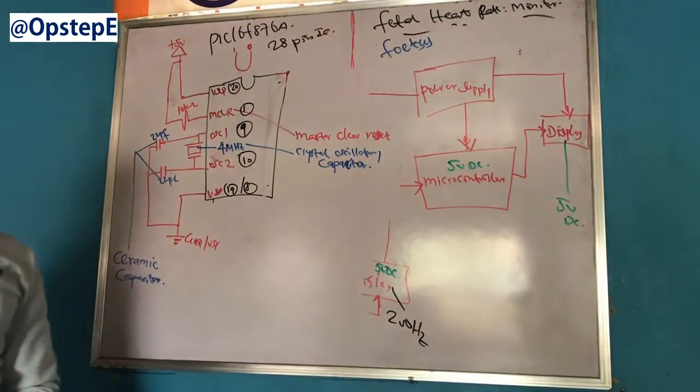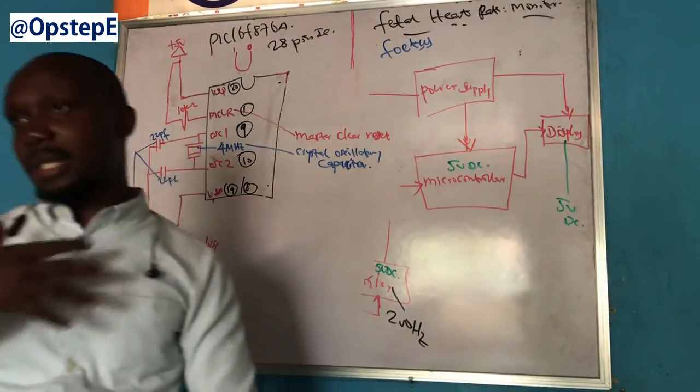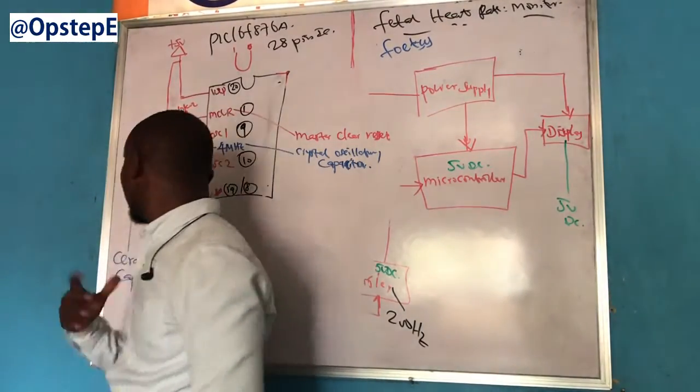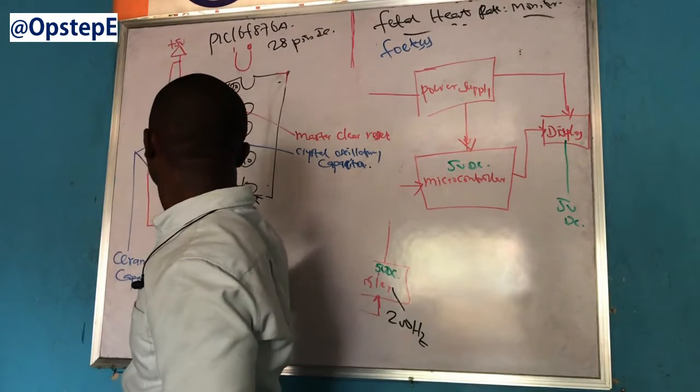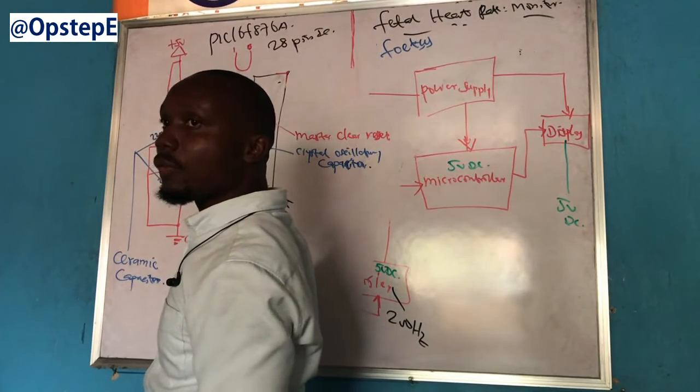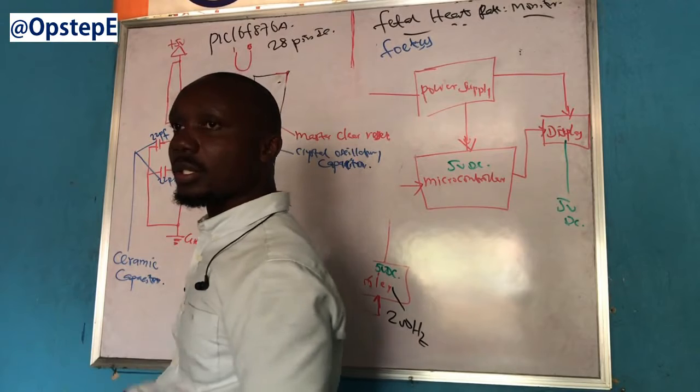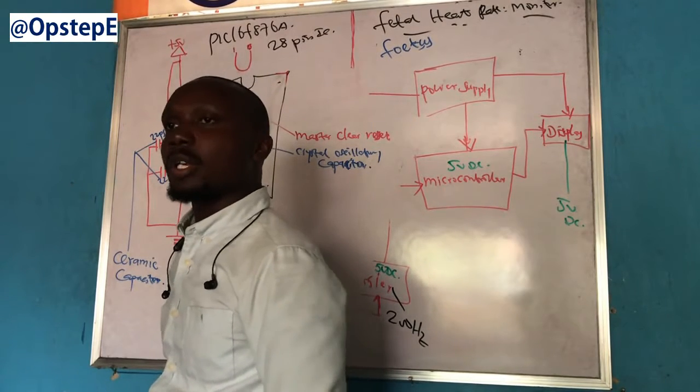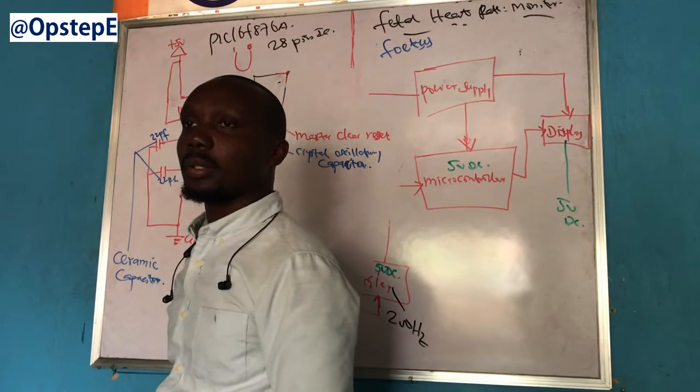So let me explain. How did you write for that? What is the rating of that crystal oscillatory capacitor? 4 megahertz. Why is it in hertz? Okay, I will explain. Can I continue?